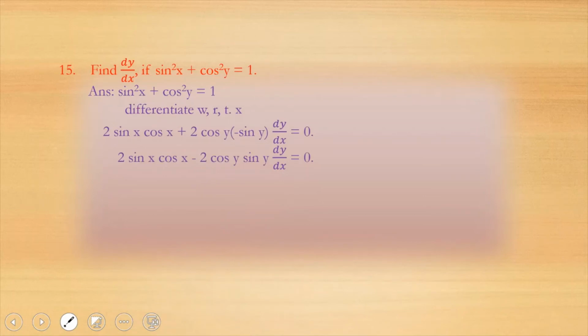Question number 15 is find dy by dx if sine square of x plus cos square of y is equal to 1. Given sine square of x plus cos square y is equal to 1. So differentiate this with respect to x. When you differentiate sine square x, we will be getting 2 sin x into cos x. Similarly, differentiation of cos square y is 2 cos y into differentiation of cos y, which is minus sin y into dy by dx, and differentiation of 1 is 0.